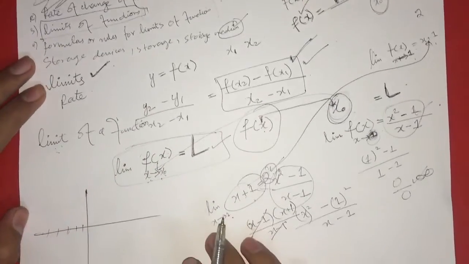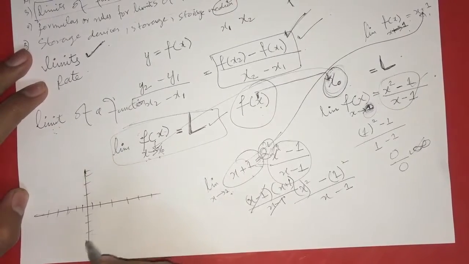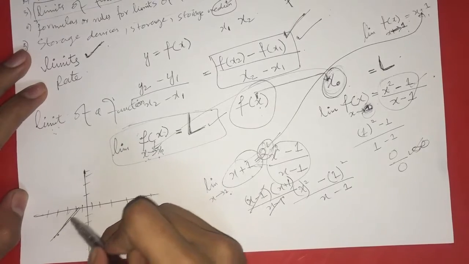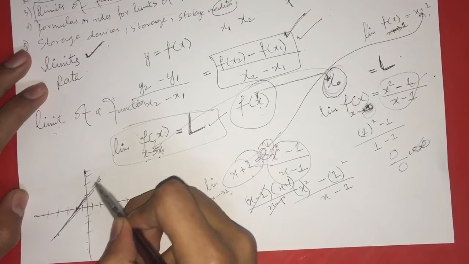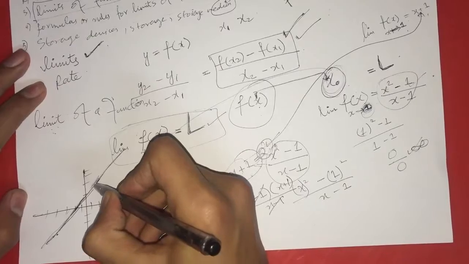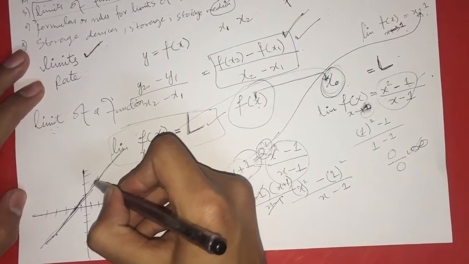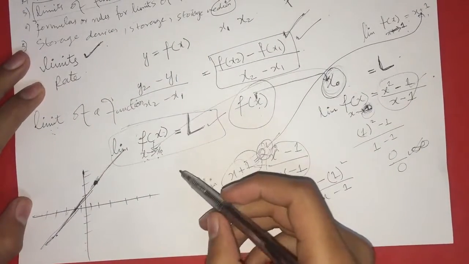Okay, so here, the graph of x plus 2 is like this. At 1, this is 2. The value of this function at 1 gives 2, but the graph of, okay, let me just go on the next page.